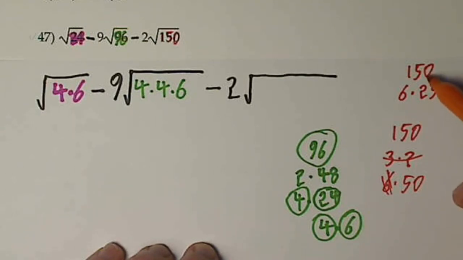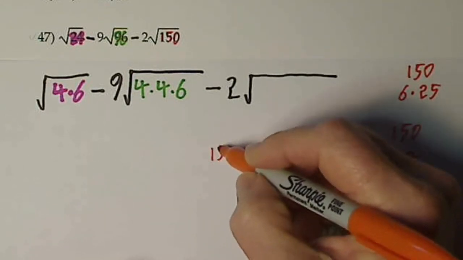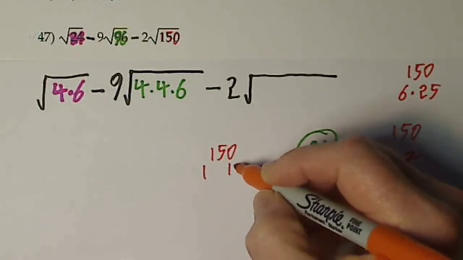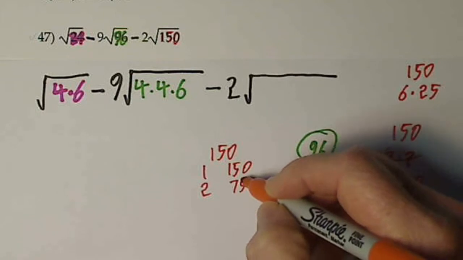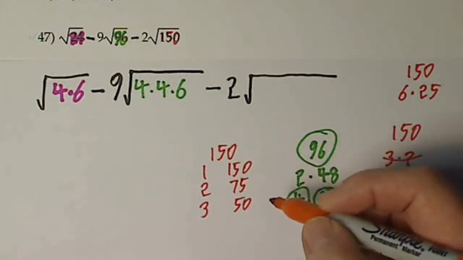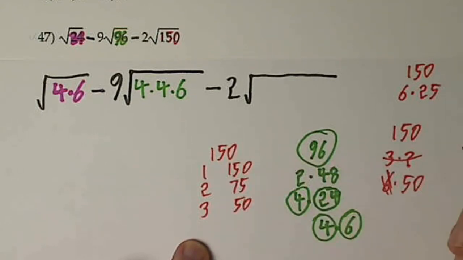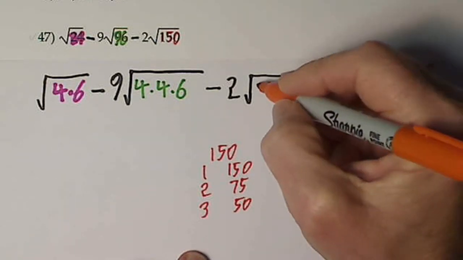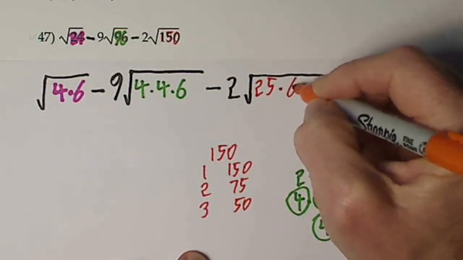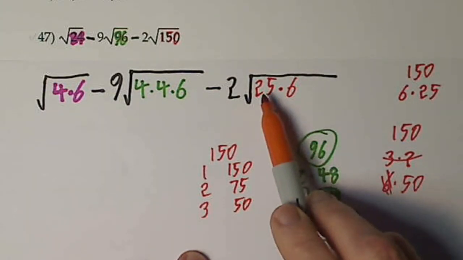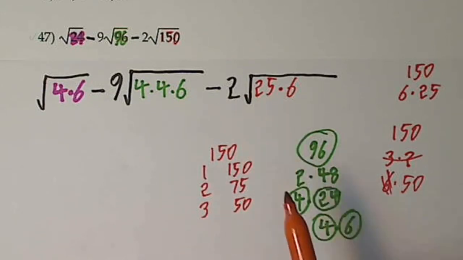I'm trying to shortcut this process. If you feel uneasy about just thinking through the factors, simply write your 150 and start listing all the factors. 150, 2 times 75, 3 times 50, 4 won't work, etc. But I'm just trying to shortcut the process, okay? 6 times 25 is going to work, so I'm going to write 25 times 6, and that's just because I tend to like putting my perfect squares, in a sense, almost out.